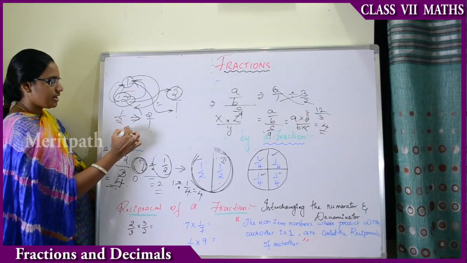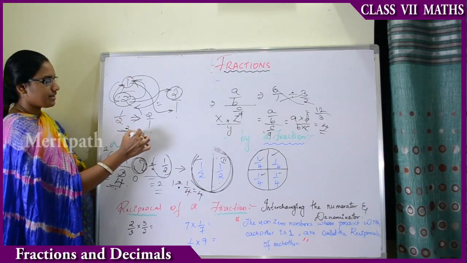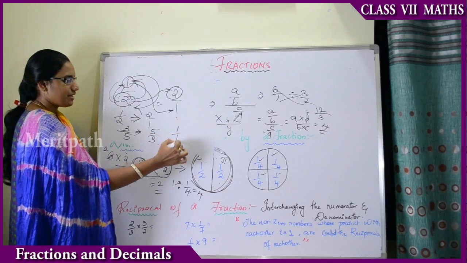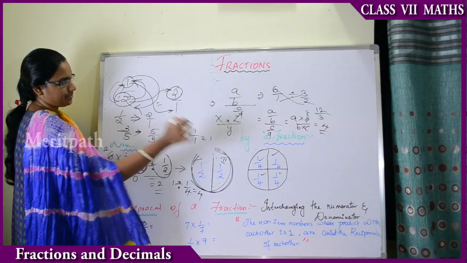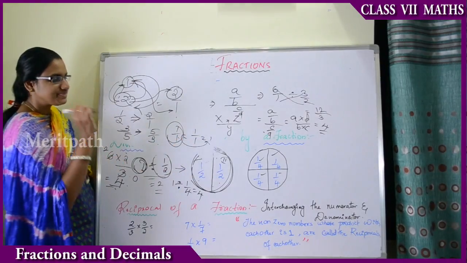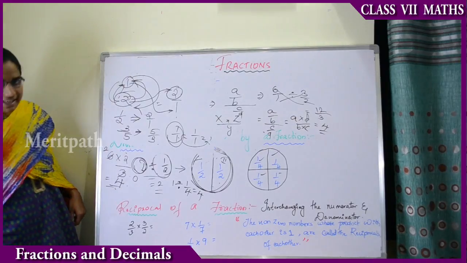Now let us take one more example, that is 3 by 5. What is the reciprocal of 3 by 5? That is 5 by 3. And 1 by 1 is 1 by 1, that is the same. The reciprocal of 1 is 1 only. Now we will be seeing some examples here.